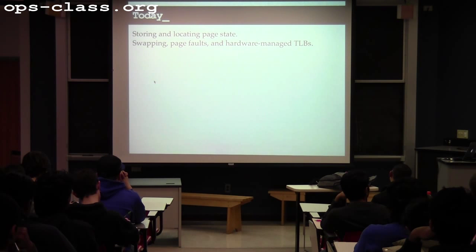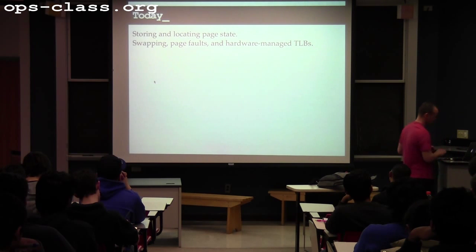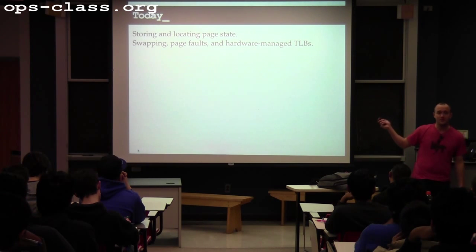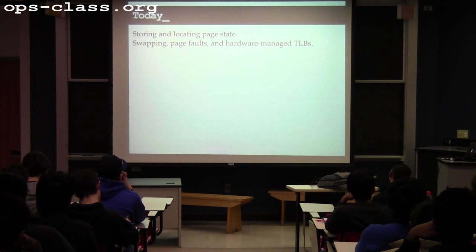Today we're going to talk about the process that the operating system has to perform in order to save all of this state about each process so that it can actually tell the hardware what to do. And if we get this far, we'll talk a little bit about what happens when we run out of memory and what a page fault is, and something called a hardware managed TLB, which you don't really have to care about for this class so much, but it's an interesting thing to talk about because a lot of TLBs are actually hardware managed.